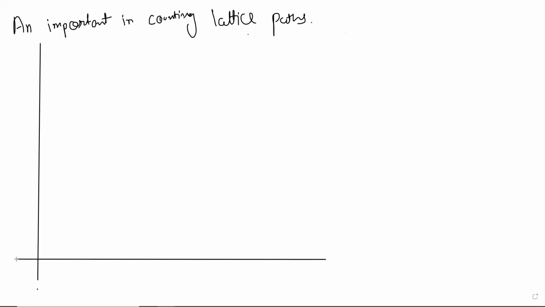So once again, we have this grid, and we again want to move north, east, and southeast. But there is a condition. We are not allowed to go below the x-axis.